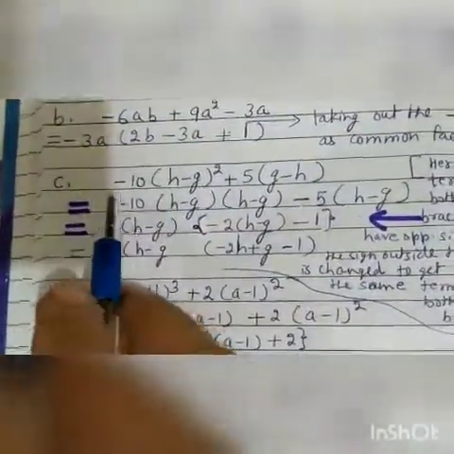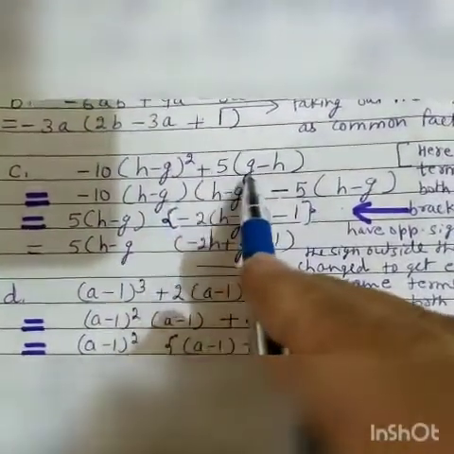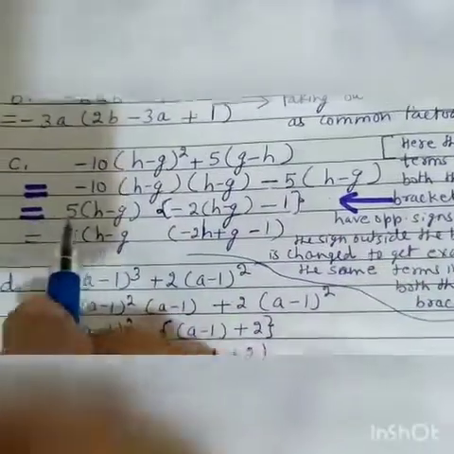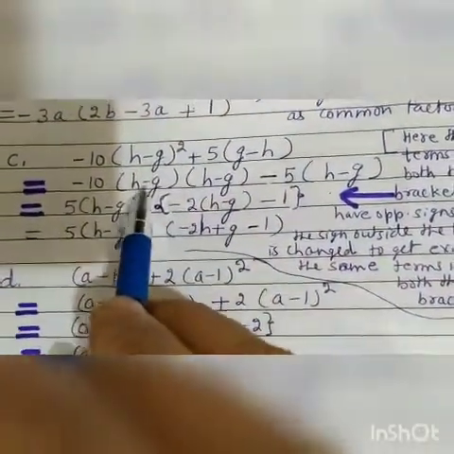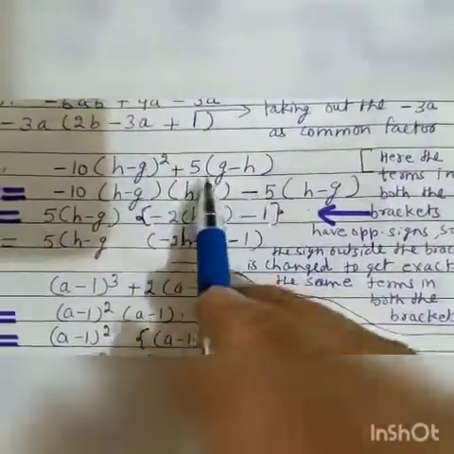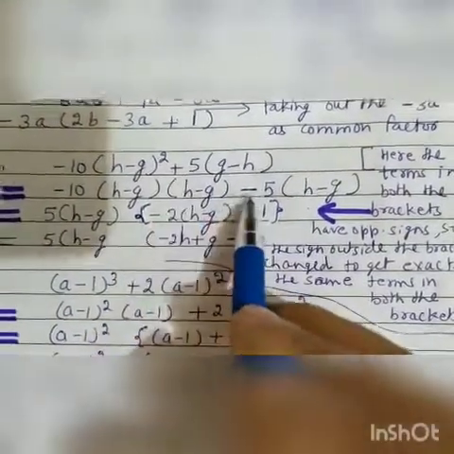Next part c. Minus 10 (h minus g) whole square plus 5 (g minus h). So first we will write minus 10. (h minus g) whole square means we will write h minus g 2 times, (h minus g)(h minus g). Then minus 5. Here it is plus 5. We will change it to minus 5.